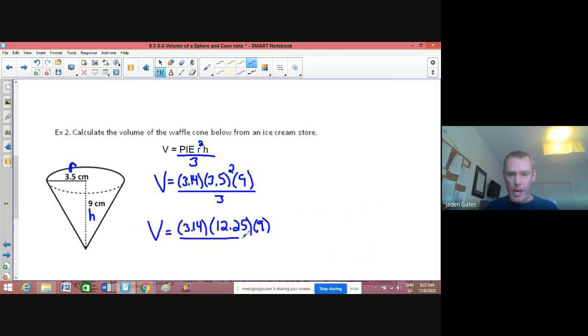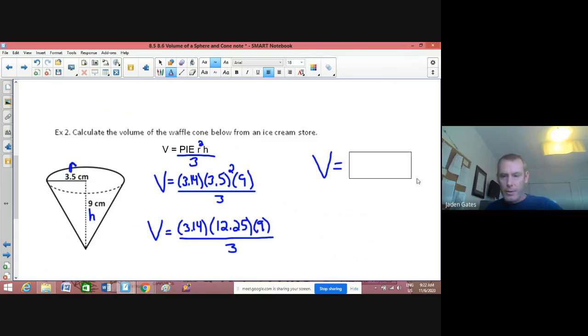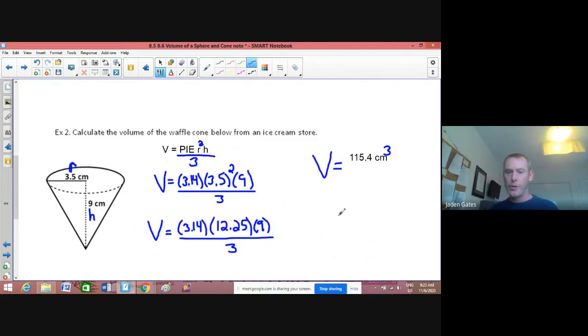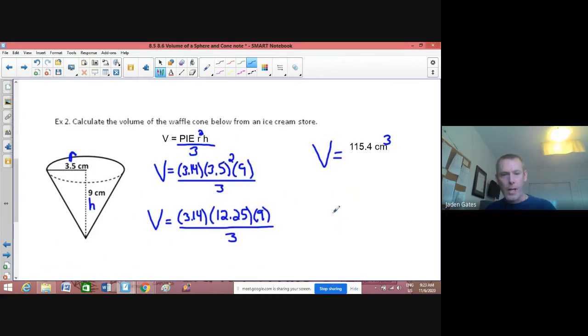All right, divide by 3. All right, so actually now I can figure this all out because again, all the numbers on the top are multiplied. The numbers on the bottom divide. So I can do this all in one step. So I go 3.14 times 12.25 times 9, and then divide by 3. And I'm getting 115.4 centimeters. And again, I've said this many times, it's cubed. 3-dimensional space.